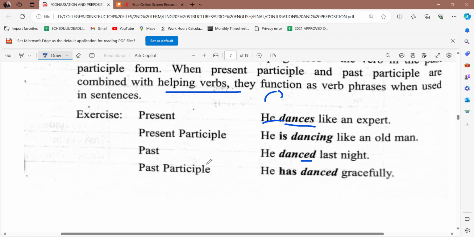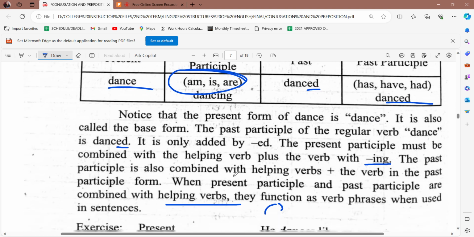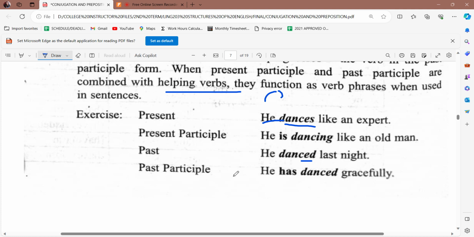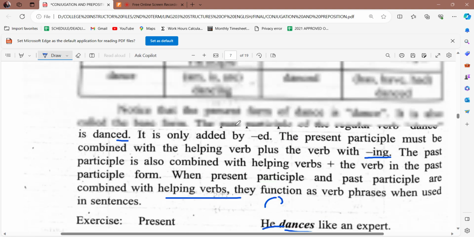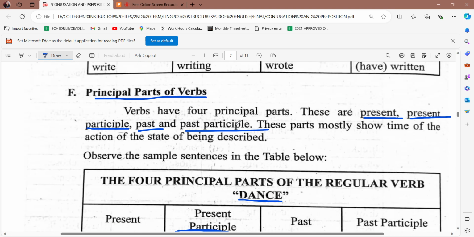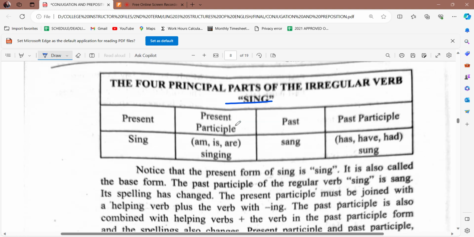So he danced last night, and then we also have the past participle. Again, the structure for past participle is has, have, had, and the verb in its past form. I know the past participle of the verb dance. So we have he has danced gracefully. Okay, we also have the four principal parts of the irregular verbs as well. Our example earlier is dance. By the way, the four principal parts of verbs apply to regular and irregular verbs.